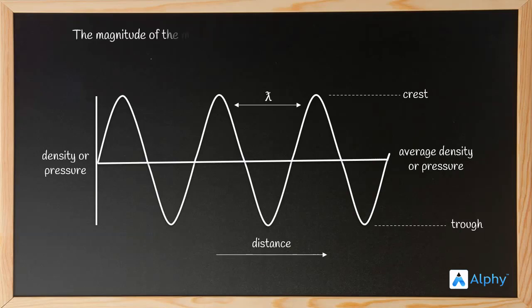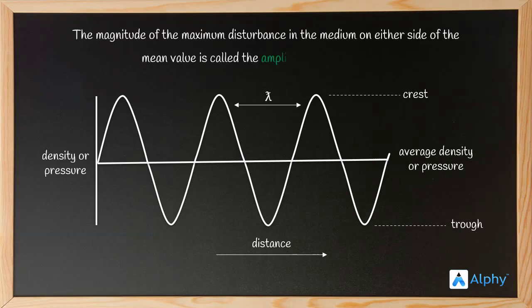The magnitude of the maximum disturbance in the medium on either side of the mean value is called the amplitude of the wave. It is represented with the alphabet A. The mean value of the wave represents the line which separates the wave into two equal halves. It refers to the mean value of the density or the pressure. So the amplitude is calculated from this line to the peak. So this is the amplitude of the wave.